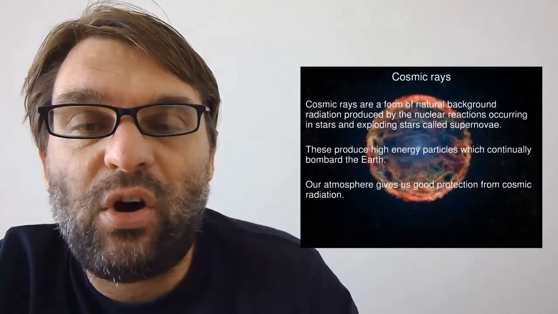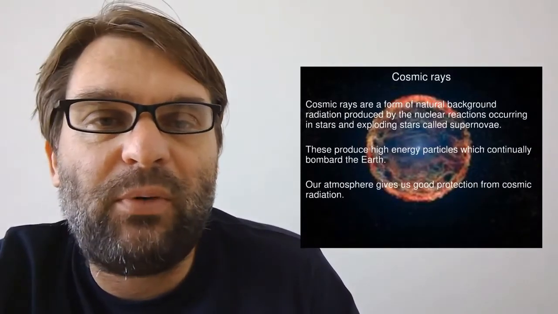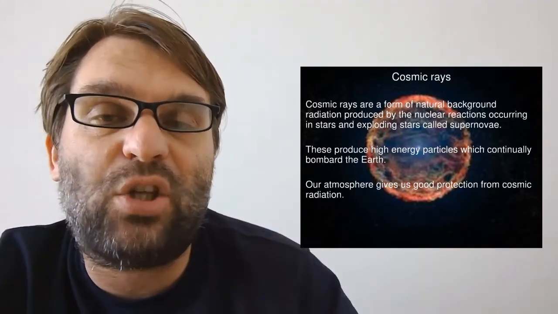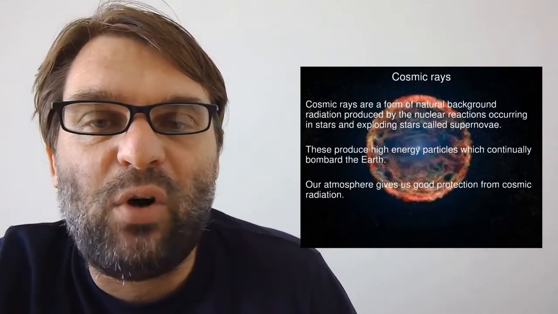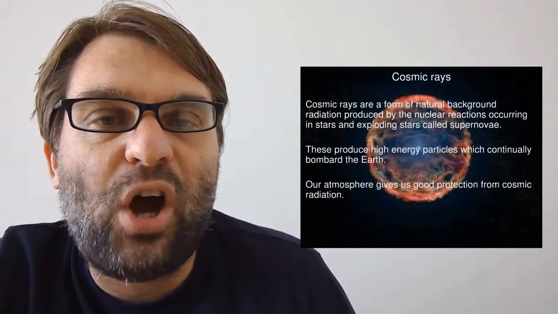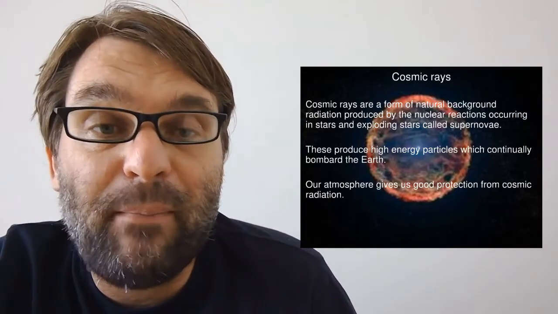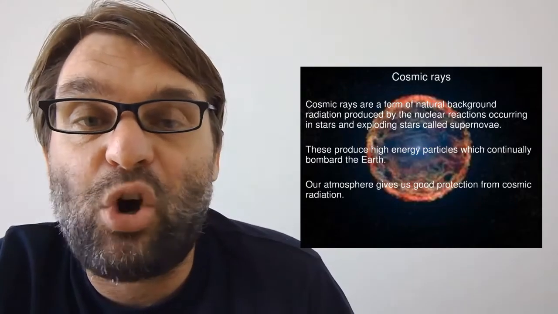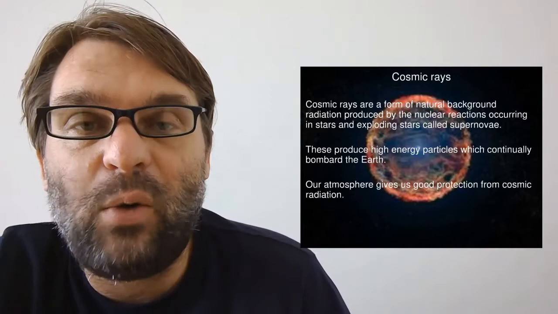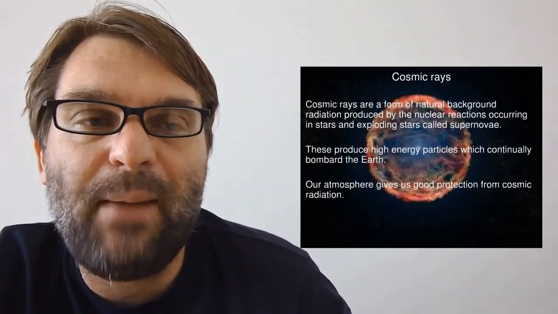Another source of radiation is cosmic rays. Again, they're a form of natural background radiation, and they're produced by nuclear reactions involving stars out in space, involving supernovae, which are exploding stars. They produce high energy particles which bombard the Earth's atmosphere, but luckily our atmosphere is quite good at protecting us from this cosmic radiation. But it does mean that if we are flying in an aircraft, we get more cosmic rays because we don't have that protection from the atmosphere.